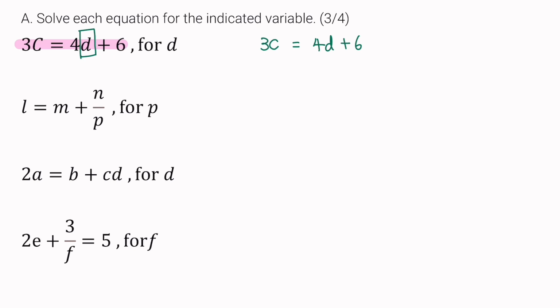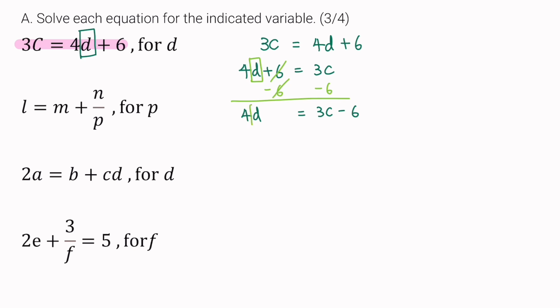Now, I like putting the variable that I'm solving for on the left side of the equation. That's just a habit of mine. You don't have to do it exactly the way I do it, but it definitely helps, so I would advise you to do that. So let's rewrite it. 4d plus 6 is equal to 3c, and I am solving for this d, meaning I need to get rid of that 6 first. So let's get rid of that 6 by subtracting 6 from both sides of the equation. I'll end up with 4d is equal to 3c minus 6.